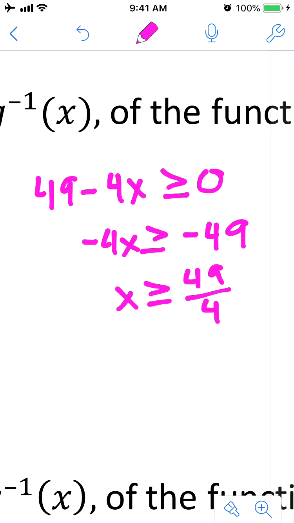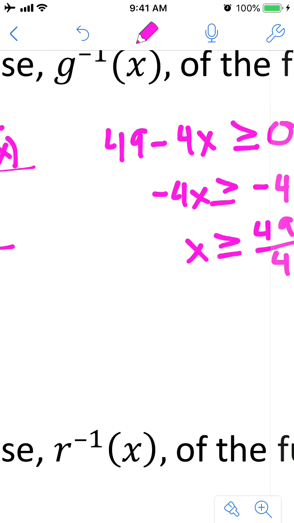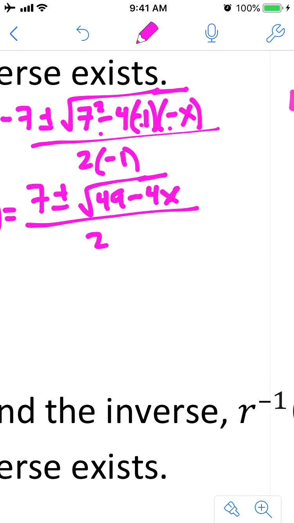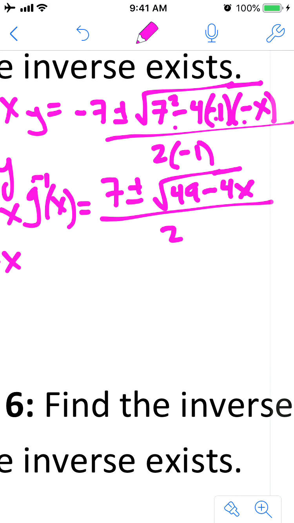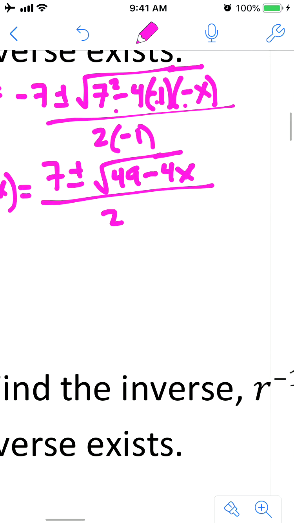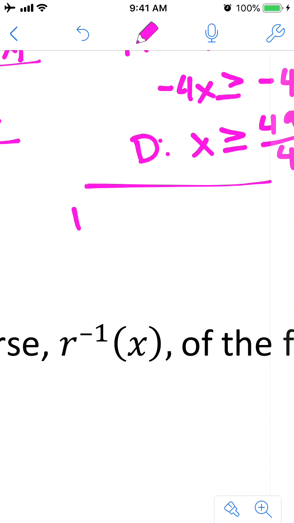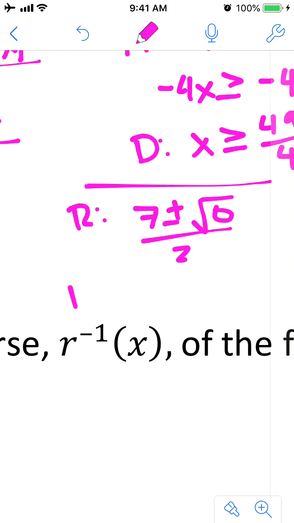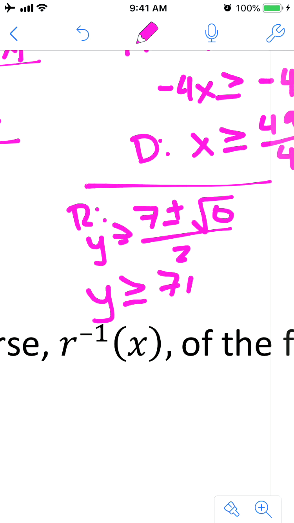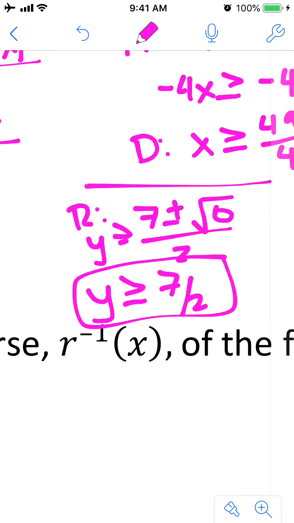Okay, that's a horrible fraction, but that's okay. So this is the domain. When we plug that back in, we know it's going to end up equaling 0, right? That's what we just solved for. If you don't believe me, then go ahead and plug 49 over 4 back into the radical, and you will see that you end up with 0. So for the range, we end up getting 7 plus or minus square root of 0 over 2. So y has to be greater than or equal to 7/2. That is the range. All right.